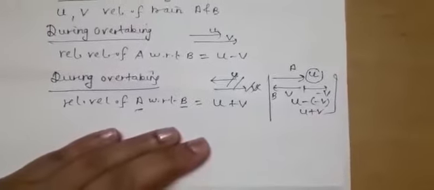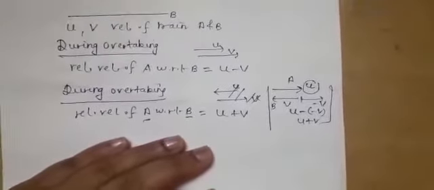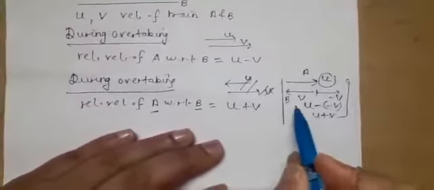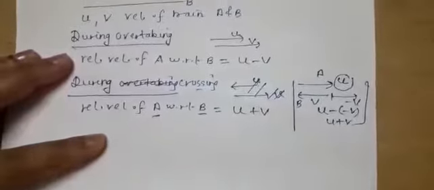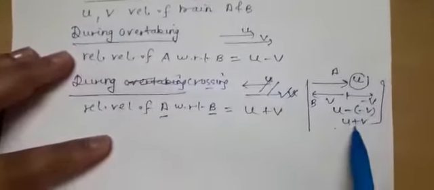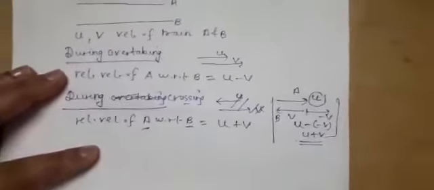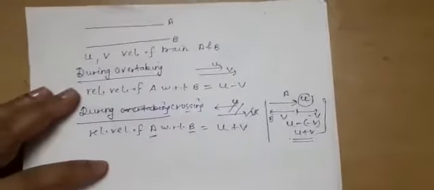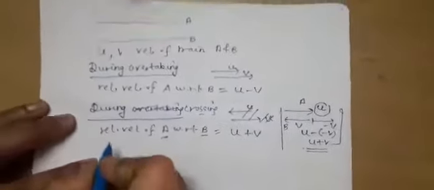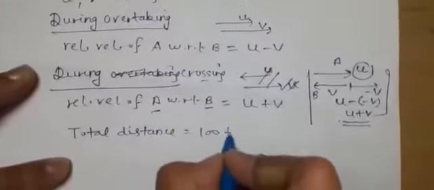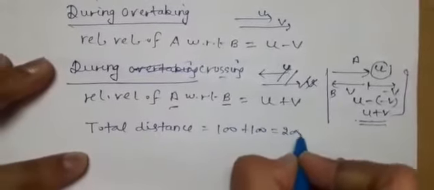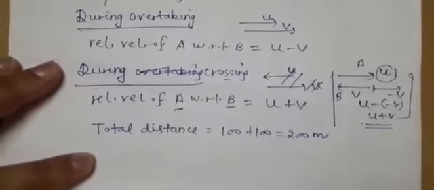I hope this is clear, because this is when they are crossing each other. I have written it wrong. It is crossing. During crossing, they are moving in the opposite direction. So the relative velocity is the sum of individual velocities. This is clear. Now, what is the total distance covered? See, the length of each train is 100 meter. So we are taking it to be 100 plus 100, 200 meter.